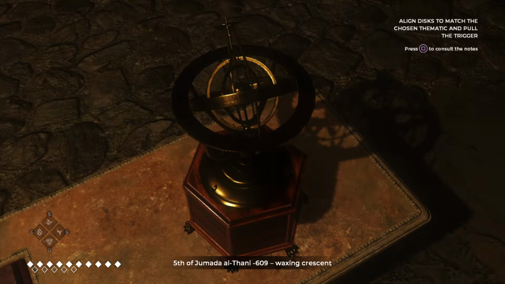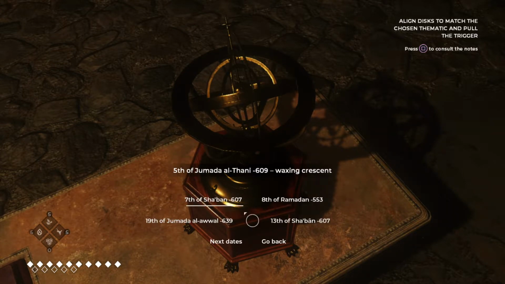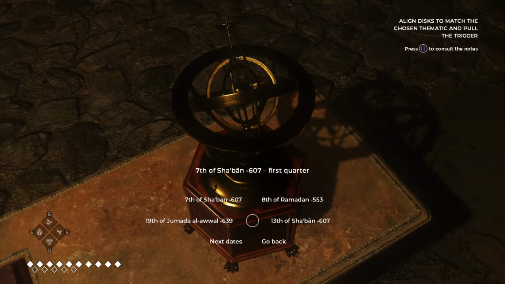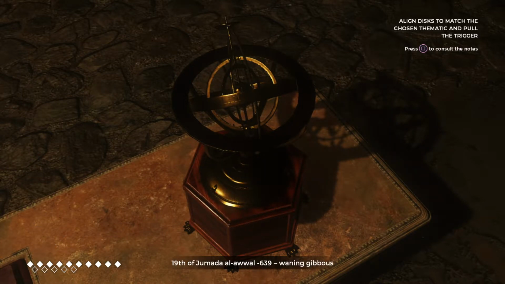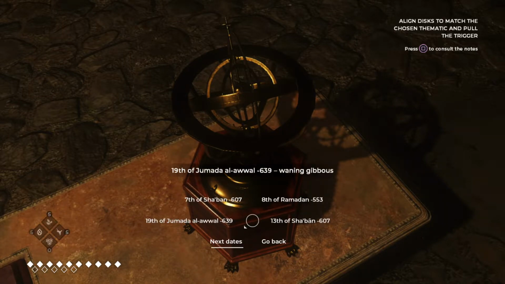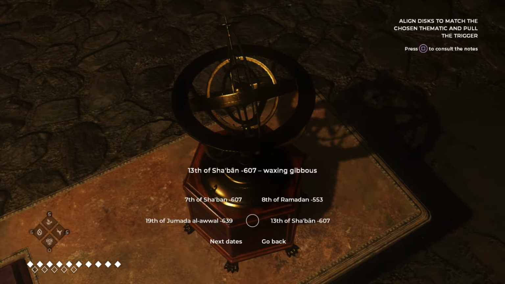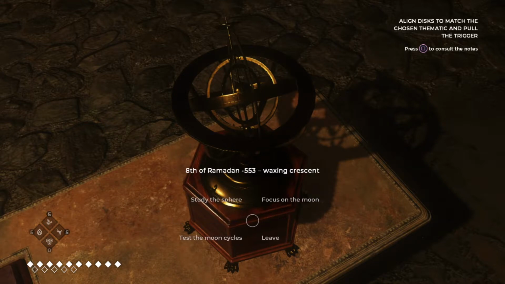Fifth of Jumada al-Thani, 609, waxing crescent. So... Wait. 7th of Shaban, 607, first quarter. 19th of Jumada al-Awwal, 639, waning gibbous. 13th of Shaban, 607, waxing gibbous. I'm trying to find the last quarter. 8th of Ramadan, 553, waxing crescent. So, hang on a second.